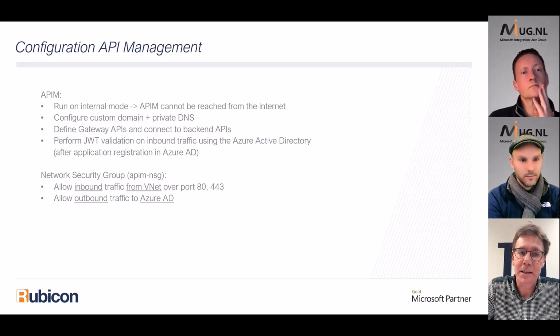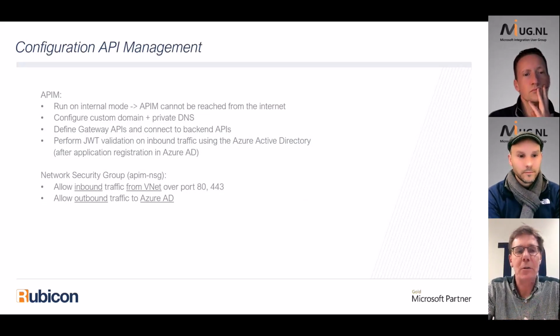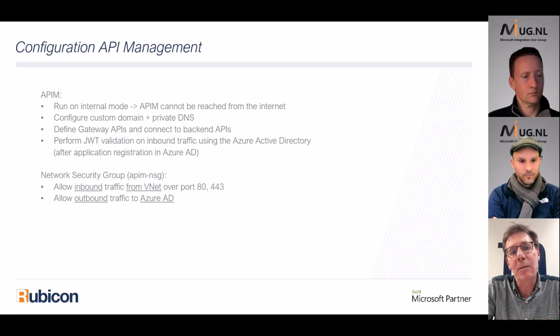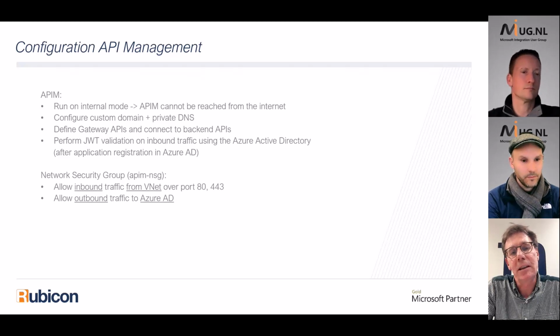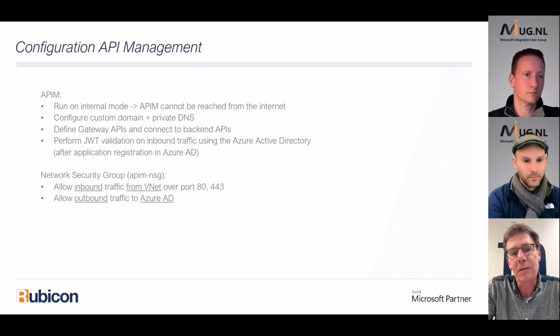Now, finally, this is what I already told. So you run API management in internal mode. That means that you can only access it over a private endpoint. If you host it in a private VNet, you have to configure a private DNS server and a custom domain.